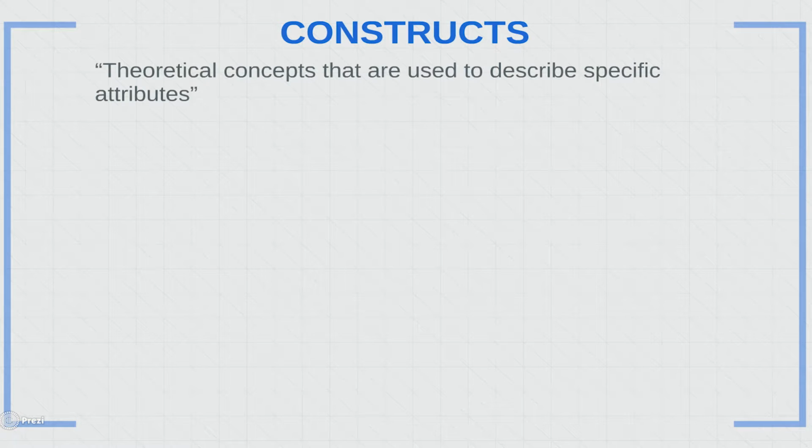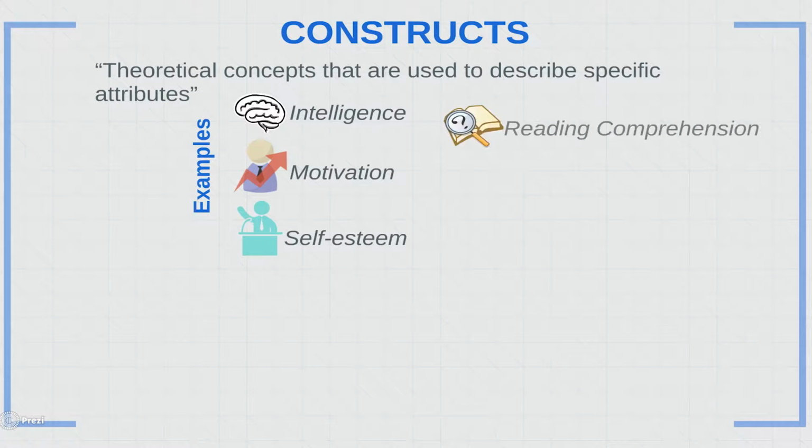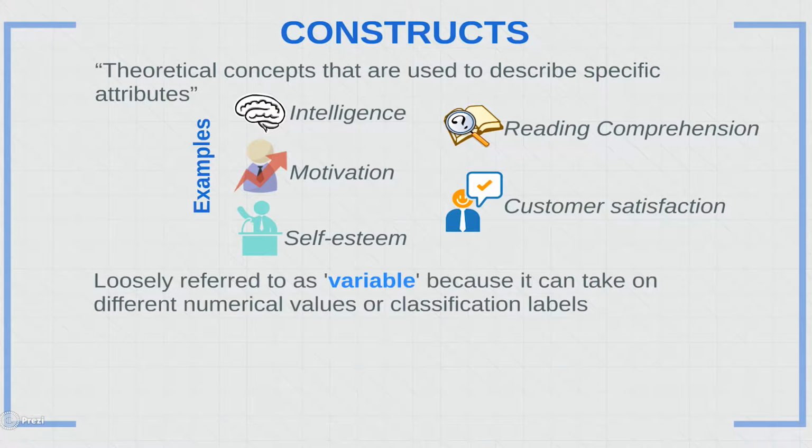Constructs are theoretical concepts that are used to describe specific attributes such as intelligence, motivation, self-esteem, reading comprehension performance, and customer satisfaction. In research, a construct is loosely referred to as a variable. That is something that varies because it can take on different numerical values or classification labels.